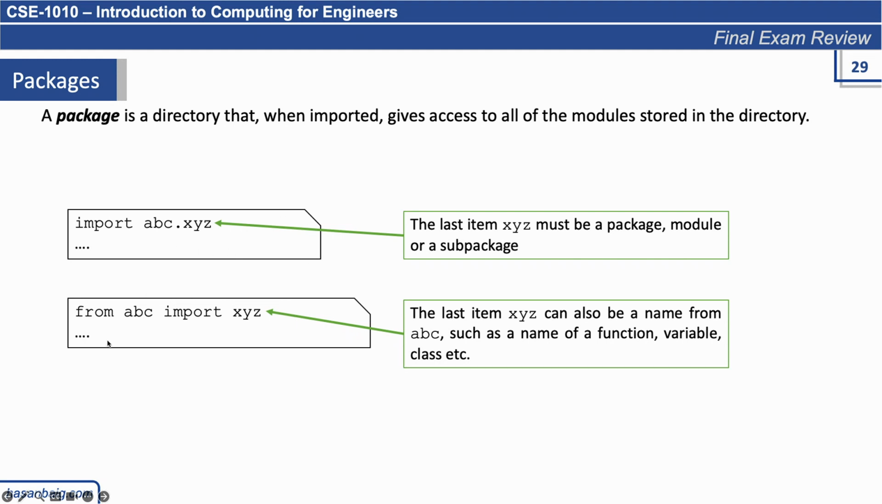If you are using this form of importing, from abc import xyz, it means that from that particular package or directory abc, import the xyz module. It could be a module, it could be a direct function. If it is a file name, it could be a function, variable, or a class, etc. Or it could be a subpackage, it could be a module also.